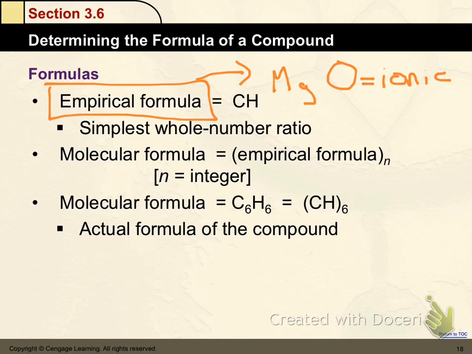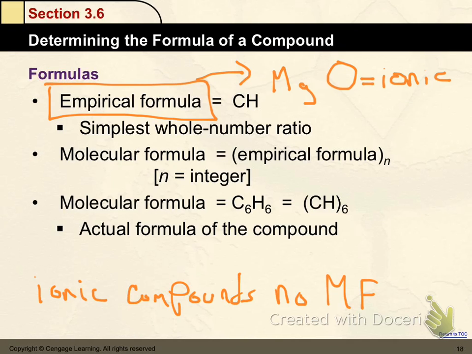Covalent compounds are different. We know that covalent compounds are molecules unto themselves. So they need molecular formulas. C6H6 is very specific. It says there's exactly 6 carbons and 6 hydrogens in that one molecule. So ionic compounds have no molecular formulas, no MF.